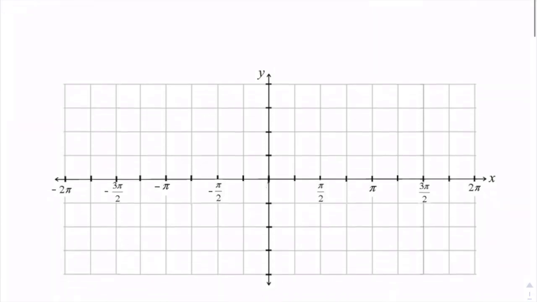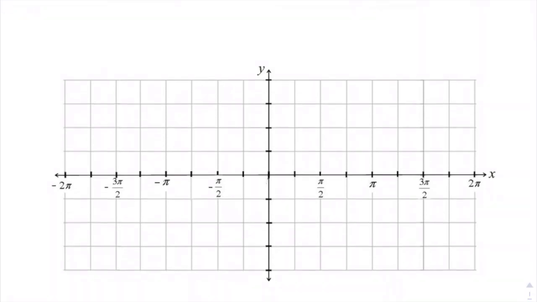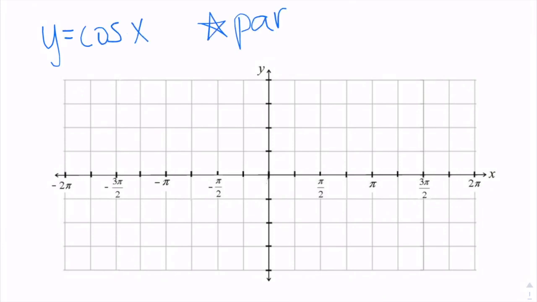Today we're going to talk about graphing cosine functions. So we're going to start with just graphing the parent function, y equals cosine of x. Make sure that you note this is your parent function, so you're going to do all of your transformations from this function.